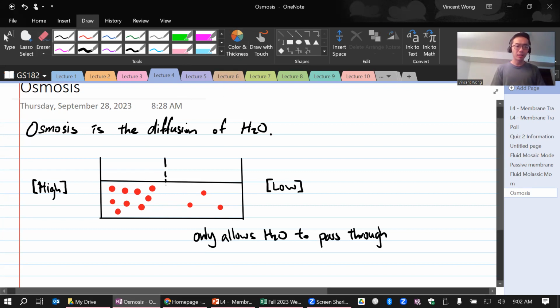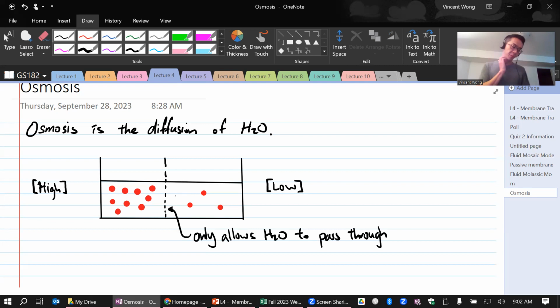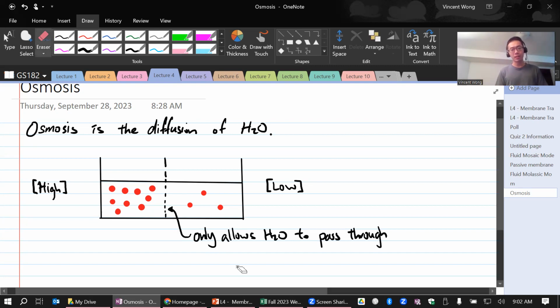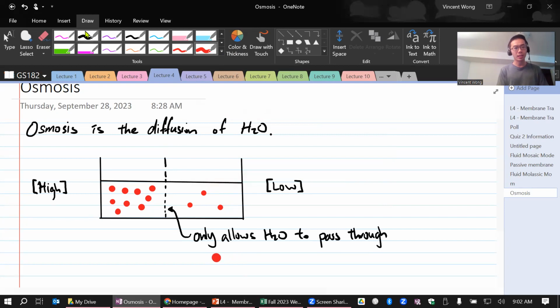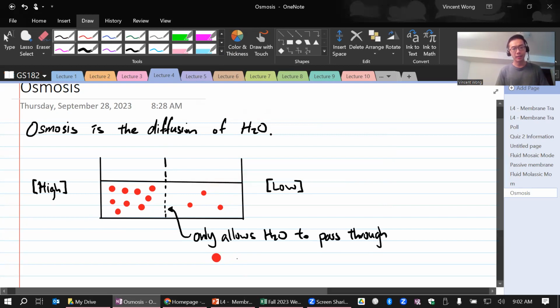Now I'm going to put the barrier back. Okay, remember this barrier only allows water to pass through. So even though the red circles want to go to the right, they can't. The gate is down. They are too big to fit through the pores, right? They won't be able to go through. So in this case, only water will be able to move and not the red dots. Only allows water to pass through, right? Red circles cannot cross.